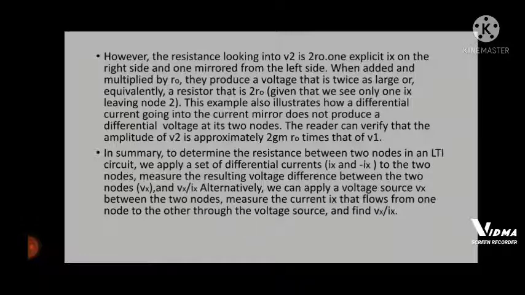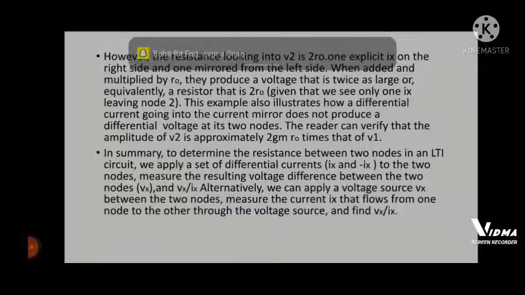One explicit Ix on the right side and one mirrored from the left side, when multiplied by R0, produce a voltage that is twice as large as expected. This example also illustrates how the differential current going into the current mirror does not produce a differential voltage in the two nodes. The reader can verify that the amplitude of V2 is approximately 2 gm R0 times V1.